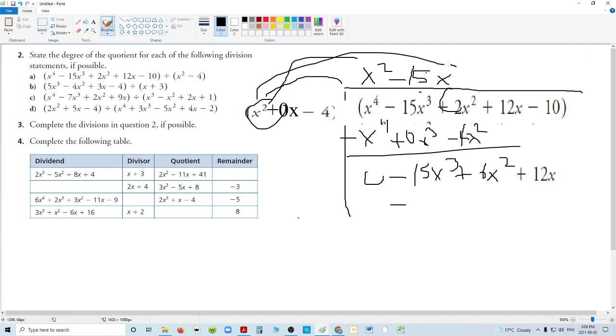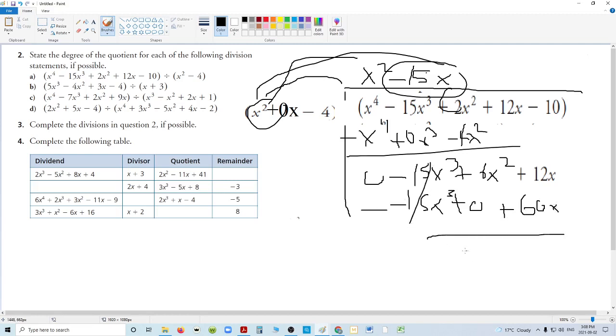And if I multiply this minus 15x times this thing here, I get minus 15x cubed, which is what I want. I get 0 plus 0, and then I get plus 60x. Then when I subtract it, this cancels out. I'm left with 6x squared because of this 0. And then I'm left with minus 48x.